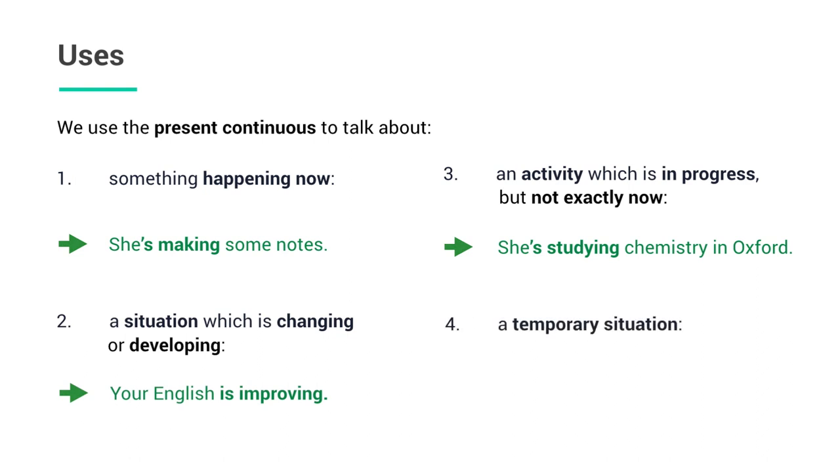Finally, we use the present continuous to talk about a temporary situation as well. For instance, he's living in a student hostel while he's in England. That means he only lives in a student hostel temporarily while he's in England. If he's not in England, he may not live there.